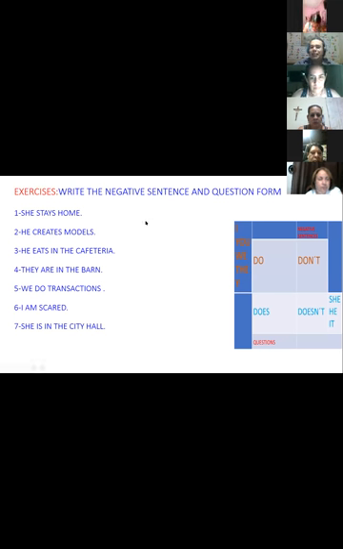So here we have more exercises, okay? Creating negative sentences and questions, using auxiliaries and the verb to be. So I'm gonna give you 7 minutes to do it in your notebook or in your computer, and then I'm gonna ask you for the answers. Negative sentences and questions. The same that we did yesterday. One more time.